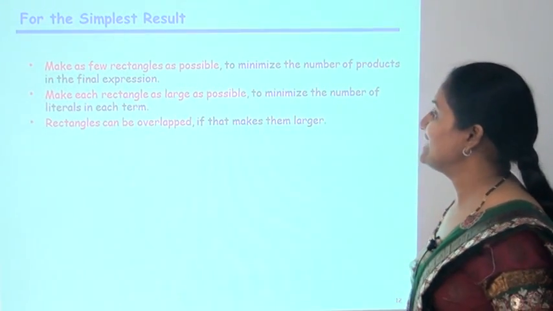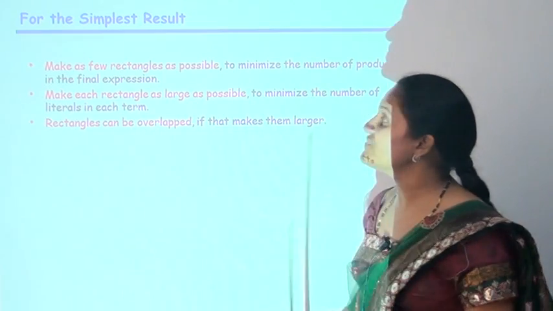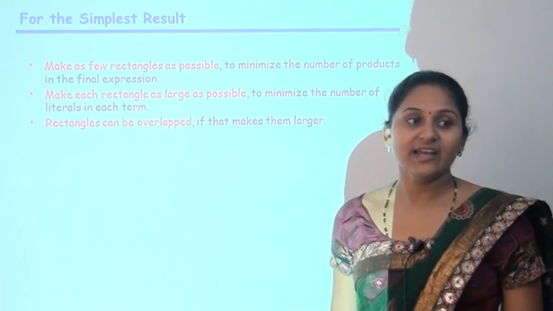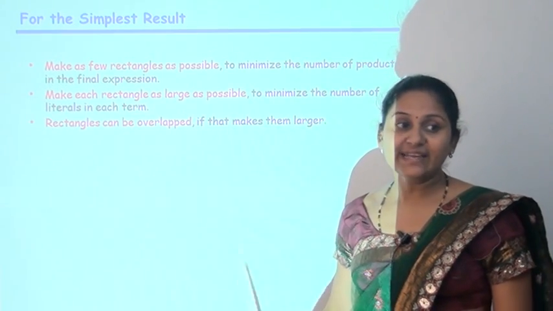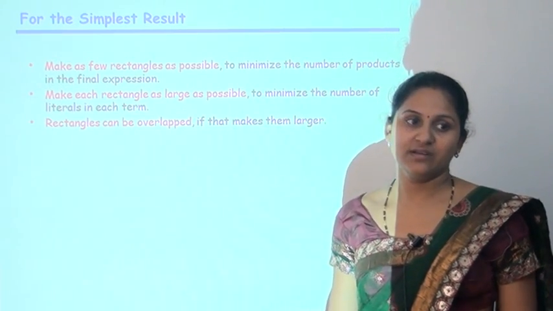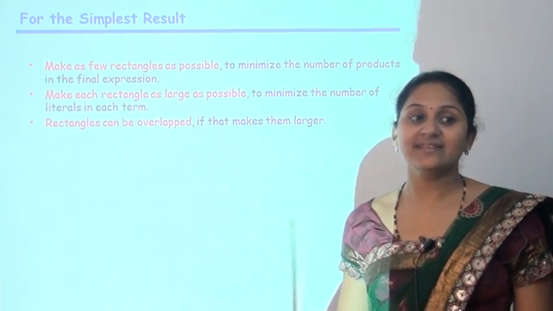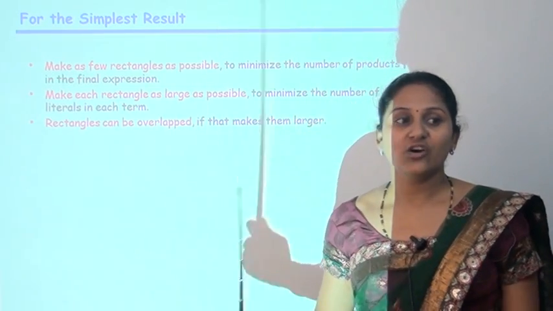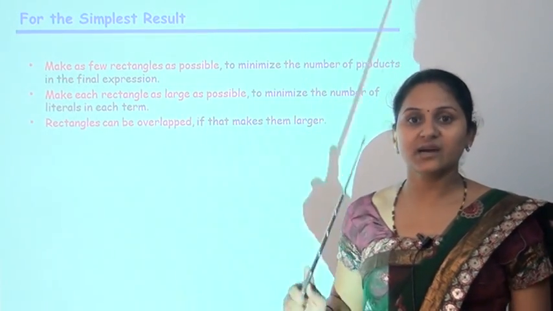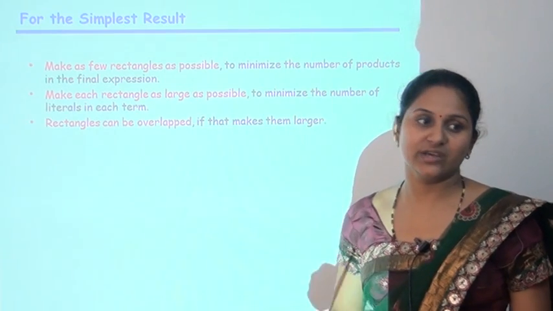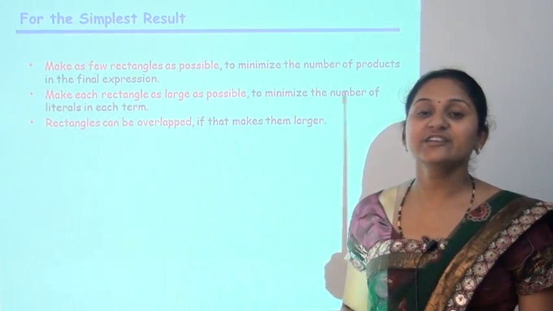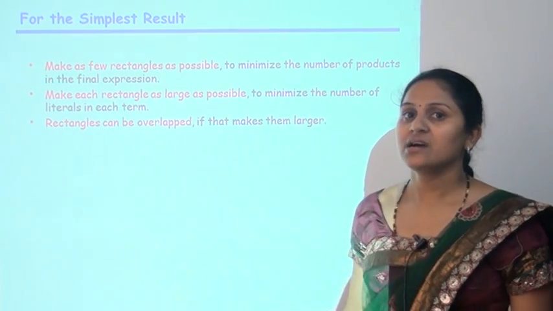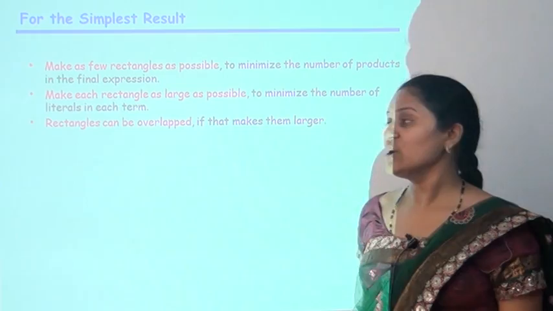So our main simplest rule is to make as few rectangles as possible to minimize the number of products in the final expression. Again, make each rectangle as large as possible, and as few as possible. We have to take the biggest and as few as possible. The fewer the better, the larger the better. But one condition there: rectangles can be overlapped. We have no restriction on this. We will take big rectangles, but inside them overlap can also happen.